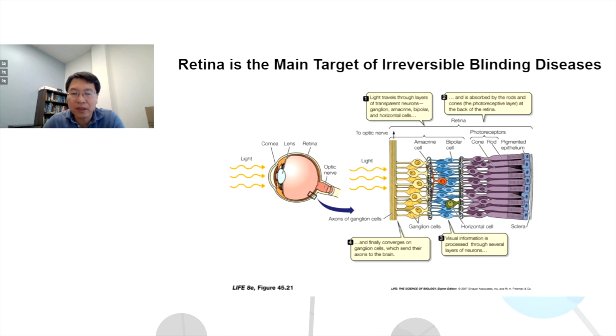The reason we're particularly interested in this part of the eye is that this is one of the tissues that is the main target for irreversible blindness. If you have degeneration in this part, there is only very limited treatment to reverse it. So we would like to learn more biology of this so we can better develop therapy in the future.